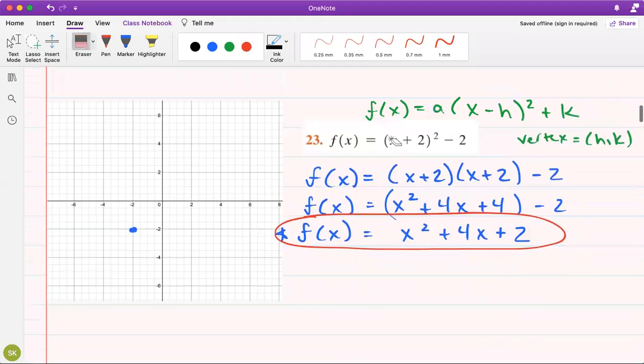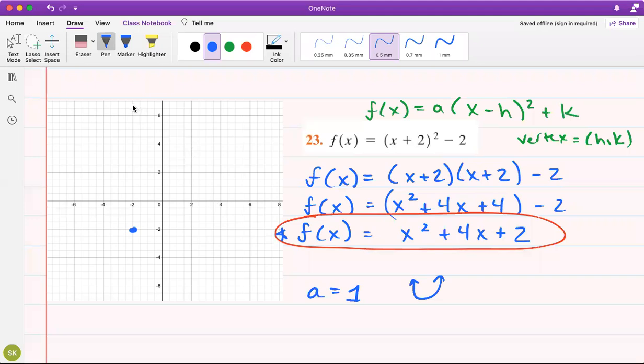All right, let's talk about a, the number in front. Notice that the number in front here is a 1. And also when we FOILed it out, the number in the front is a 1. So those two line up. So a is 1, which tells us that our parabola is pointing upwards. So we should be pointing this way.